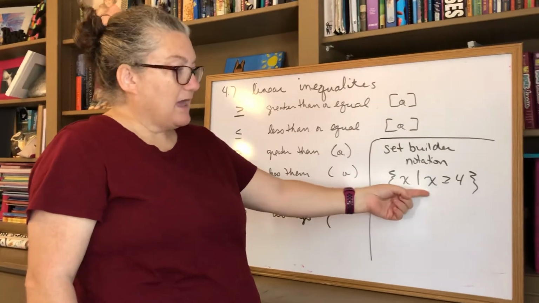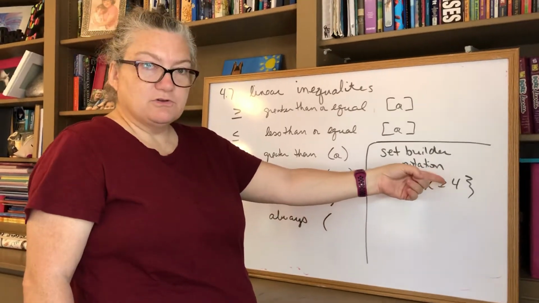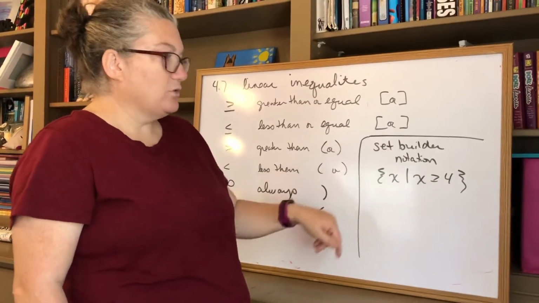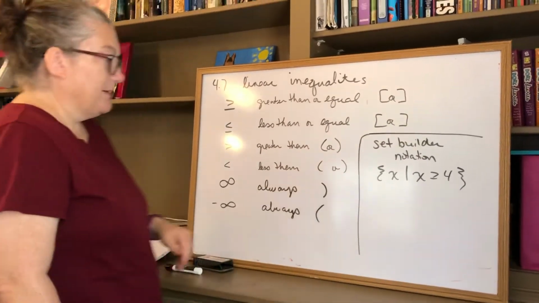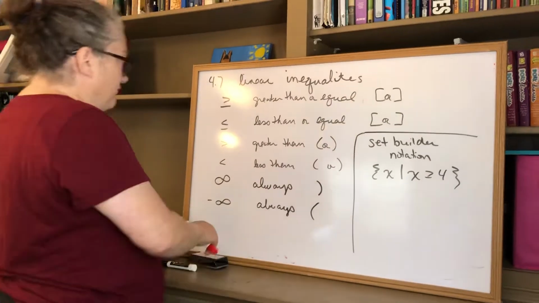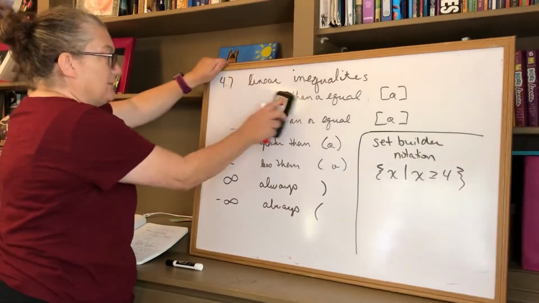We read this as: for all x, x is going to be greater than or equal to 4. That's how we read this, and I'll show you how to do the set builder notation on some problems in a little bit. So let's go on to graphing some problems, and let me erase.